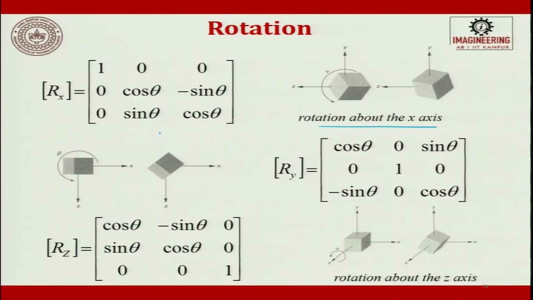And why did we move from 2 cross 2 to 3 cross 3? Because when we try to do it in a 2 cross 2 multiplication, we get into the homogeneous matrix, we get into 3 cross 3 form. So, this is how it is used for rotation about x, rotation about y and rotation about z.